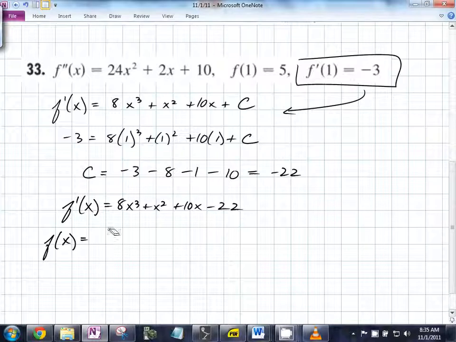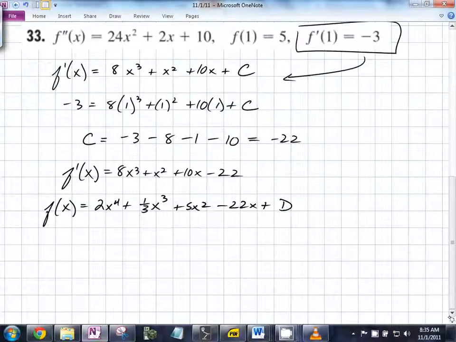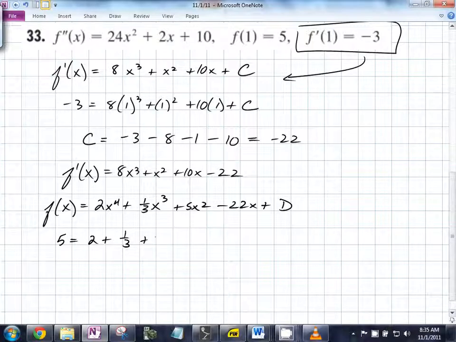2x to the 4th plus 1/3 x cubed plus 5x squared minus 22x plus, let's say d. I use a different letter just so we can go up the alphabet. That's fine. But you know that f of 1 is 5, so 5 is equal to 2 plus 1/3 plus 5 minus 22 plus d. What does d come out to be? Anybody have it?